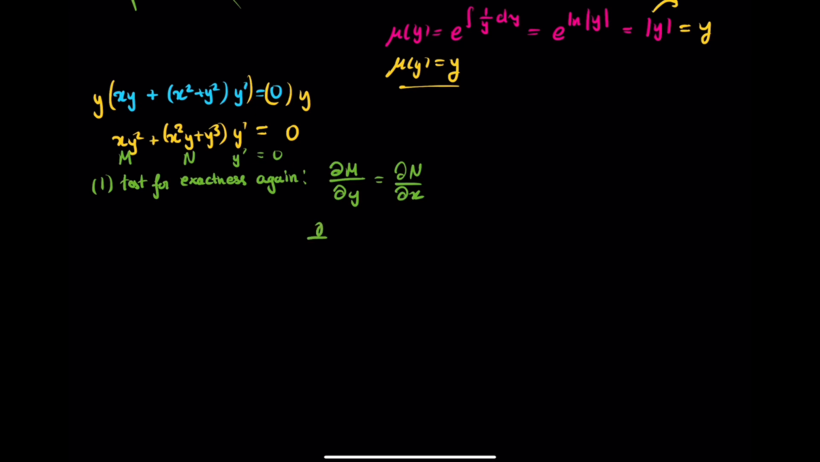So M is xy squared, and N is x squared y plus y cubed. So then this will be 2xy equals 2xy, and y would just be considered a constant if you're taking the partial derivative with respect to x. And so therefore, this is exact.